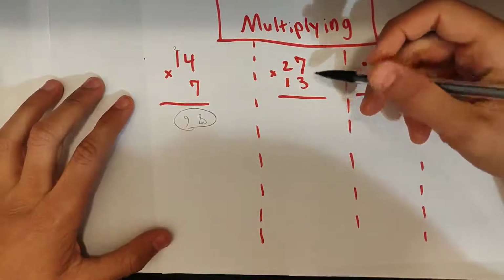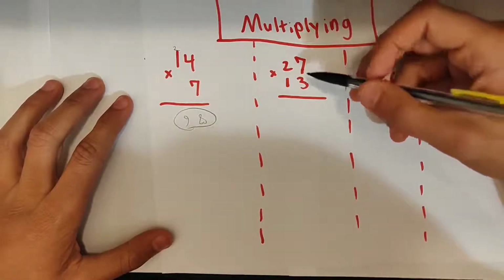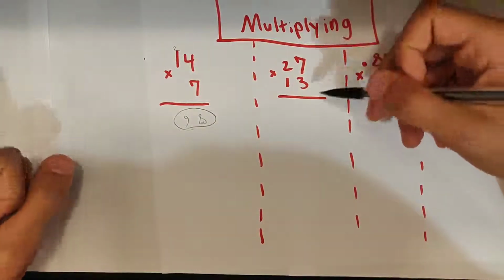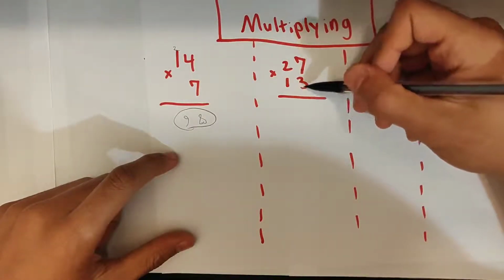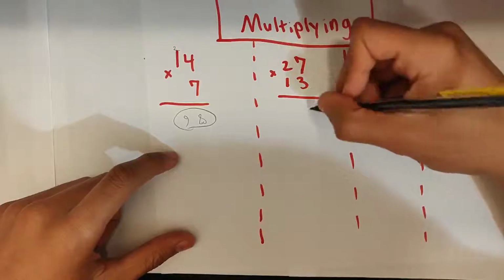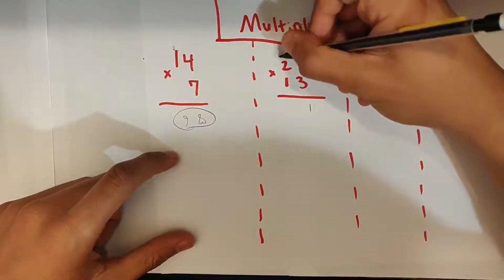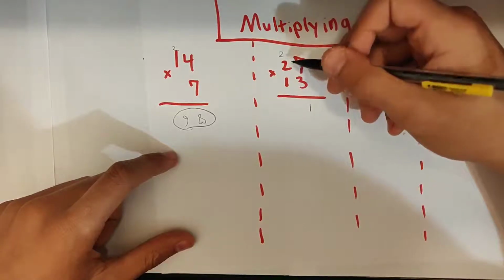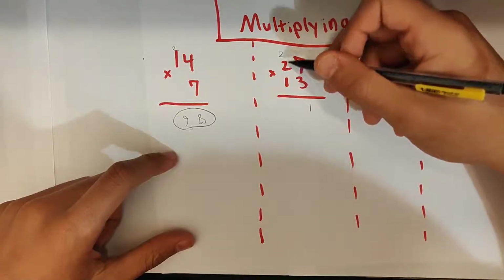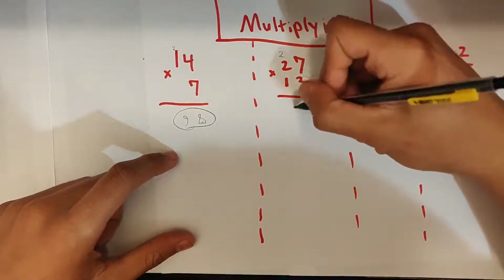Now moving on to the next problem. This time you repeat the same procedures. So focusing on the ones place at the bottom. So 3 times 7, that is 21. Let's add a 2 on top at the tens place. 3 times 6, 3 times 2 equals 6 plus 2, which is 8.